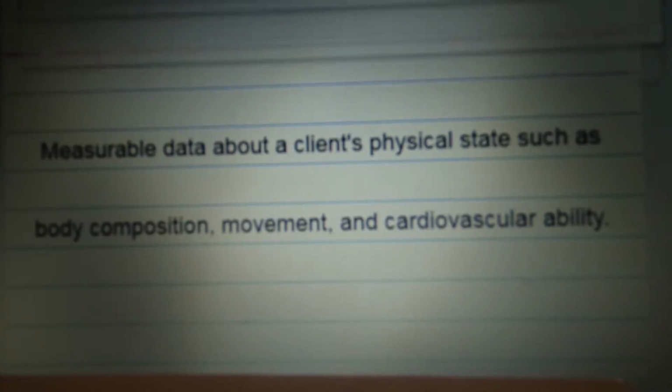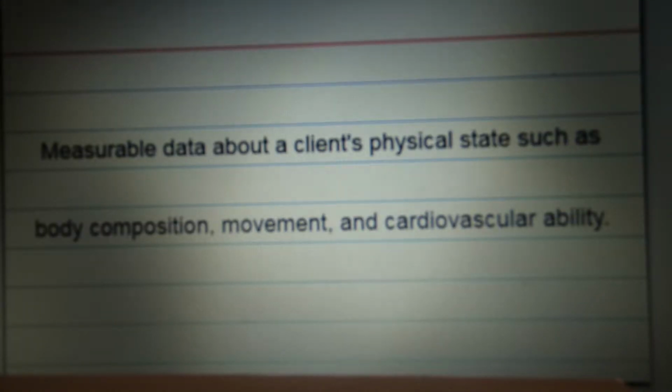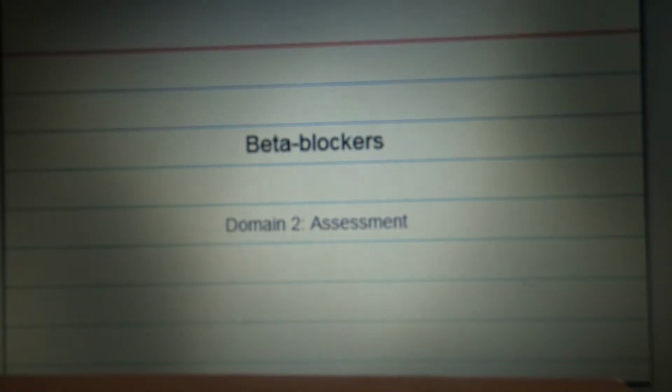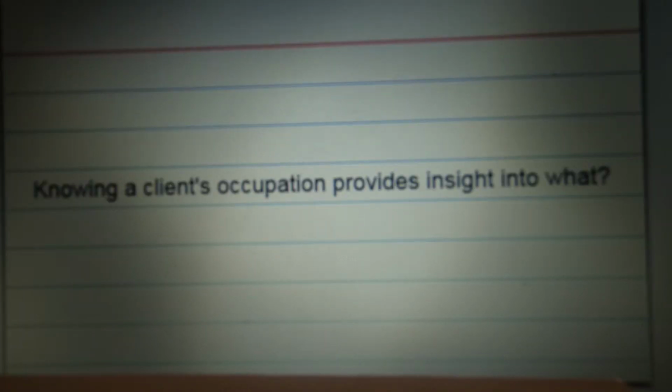Subjective information. Measurable data about a client's physical state such as body composition, movement, and cardiovascular ability. Objective information. Medications that decrease heart rate and blood pressure. Beta blockers. Knowing a client's occupation provides insight into what?